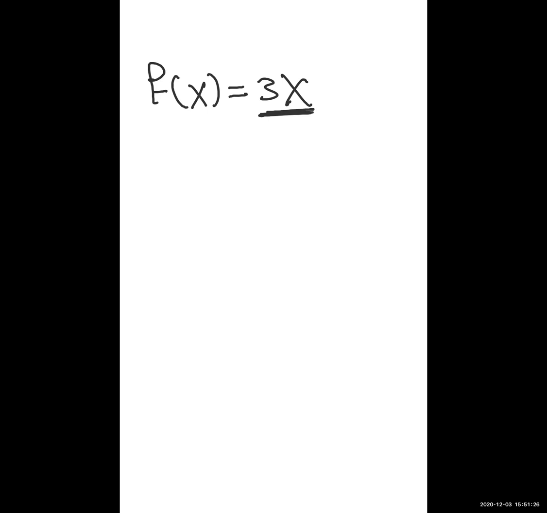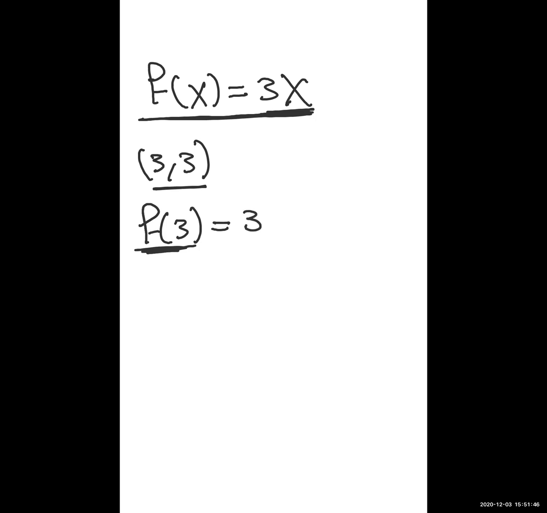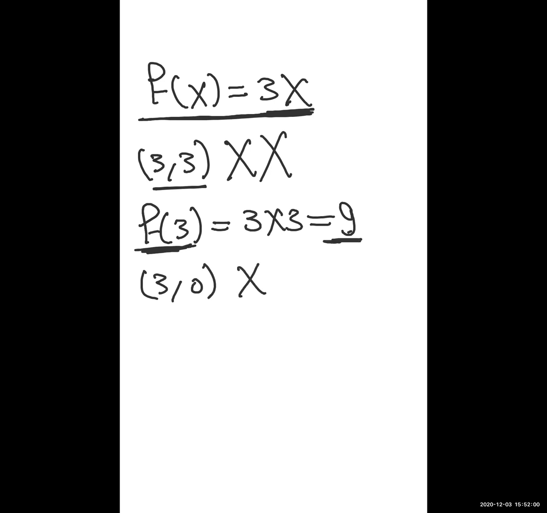Actually, it's very simple. Now, f of x equals 3x. So the first choice is 3 and 3. So this means, guys, f of 3 will equal 3 if this point is correct. Let's check. f of 3 equals 3x, which is 3 times 3 equals 9. So this point is wrong. The next point, 3 and 0. Of course, wrong, because we said that f of 3 will equal 9. So this one also wrong.